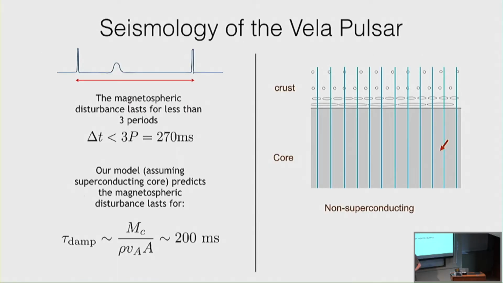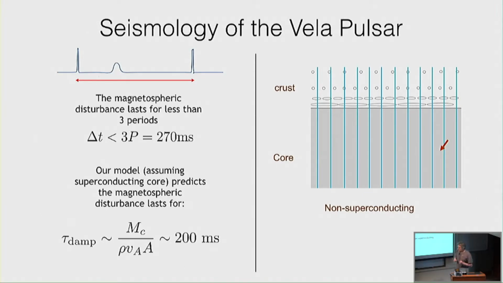And you have broad pulse, you have missing pulse, and then you have normal pulse again. So you have to do all this in something like less than 0.3 seconds. And the damping timescale that we get for Vela parameters, assuming that you have about the same poloidal field at the crust-core interface as you have for the dipole component that we see from the Vela spin down, is of the order of 200 milliseconds.